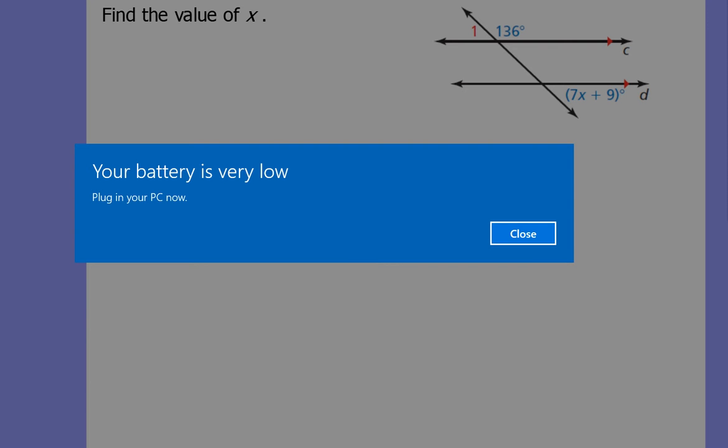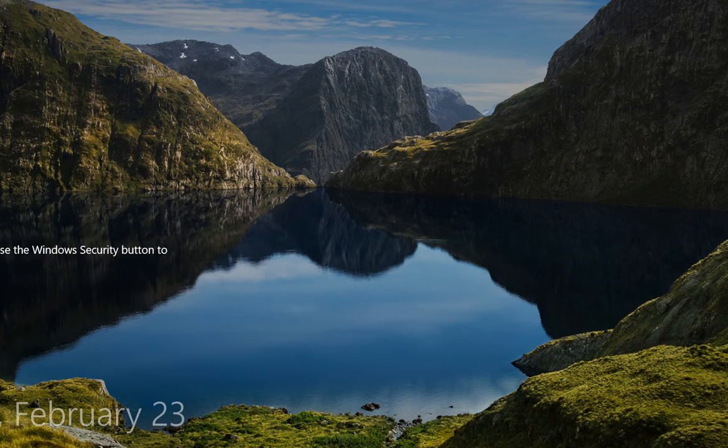My laptop just died, so I'm not 100% sure what you just heard. But 136 and 1 form a linear pair. So that means that we know that the measure of angle 1 is 180 minus 136. Well, 180 minus 136 means that the measure of angle 1 is also 44 degrees. So I can say that 7x plus 9 equals 44 degrees.